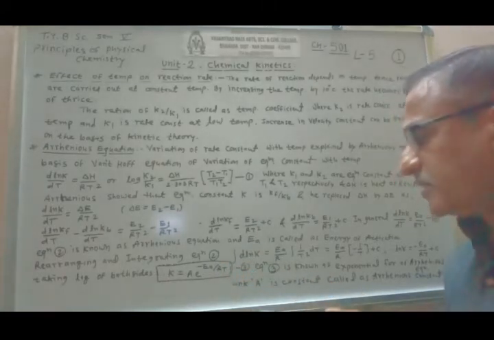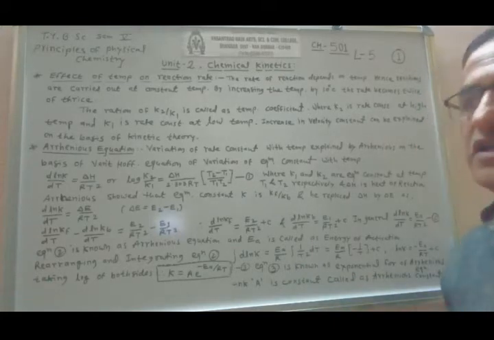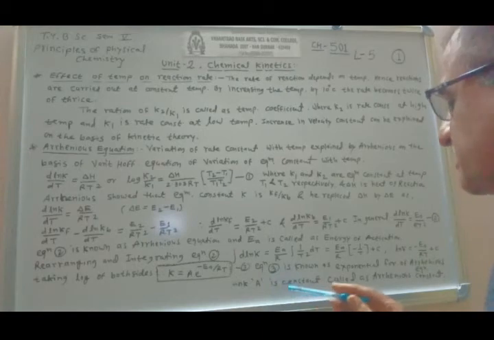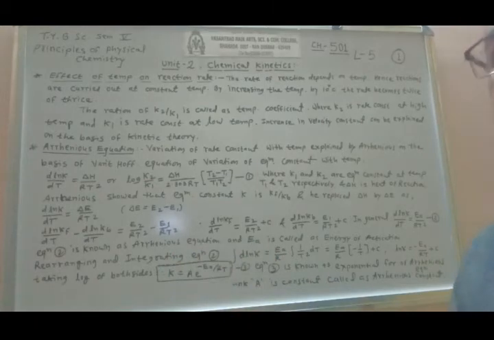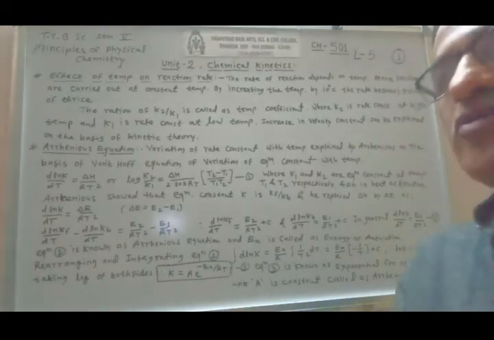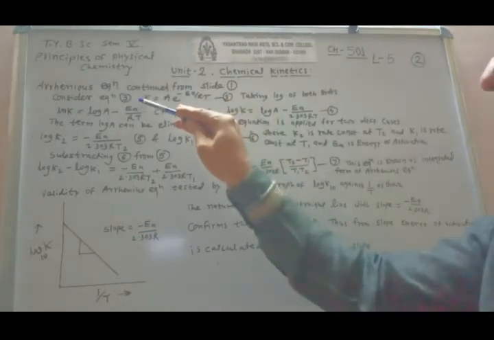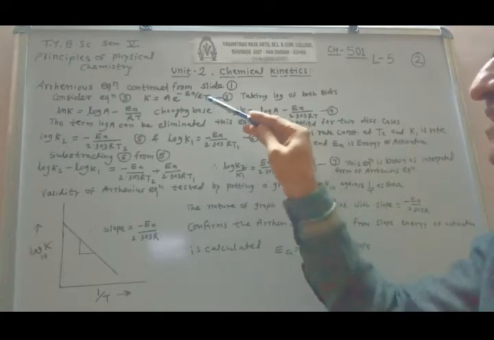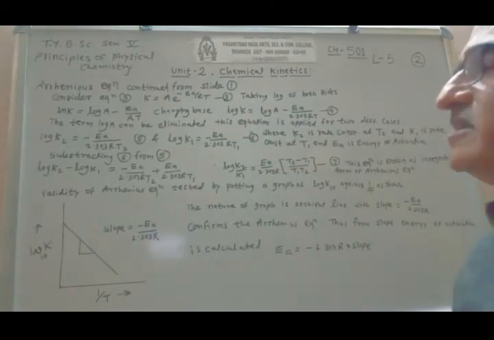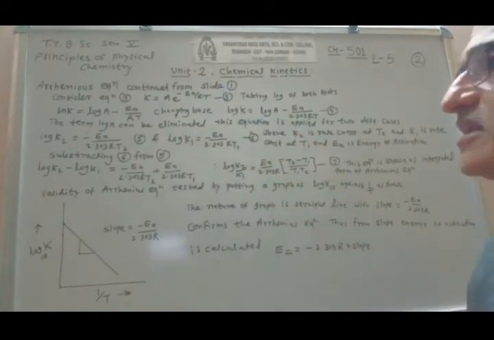This equation number 3 is known as the exponential form of the Arrhenius equation, where A is a constant called the Arrhenius constant. Friends, equation number 3 is the Arrhenius equation. It is given as K is equal to A e raised to minus Ea upon RT, where A is the Arrhenius constant, Ea is the energy of activation, K is the rate constant, T is temperature, and R is the gas constant.